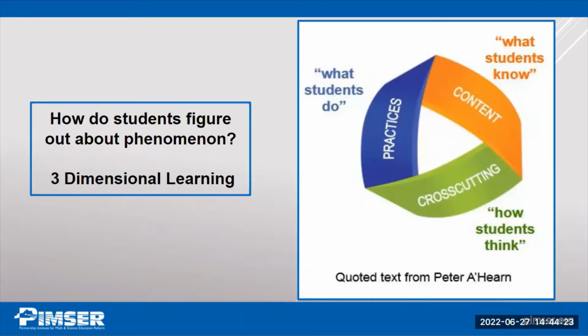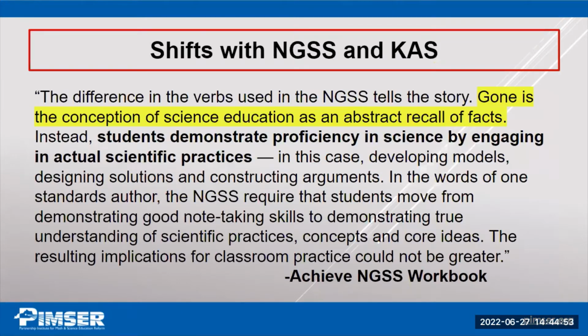So how do students go about figuring out phenomena? Our standards are 3-dimensional, representing the 3 parts of the sense-making process. The science and engineering practices are what students do as they collect data and make sense of it. The cross-cutting concepts are the thinking lenses that they'll use. And the content is what students know and understand as a result of the active learning. I'll give you a moment to read this quote.